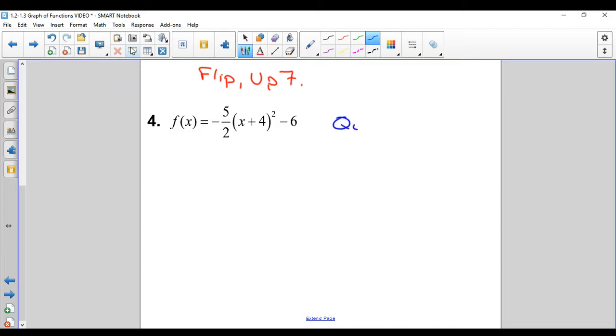Last one, we have a quadratic. We have a flip again, threw a lot of flips in there. This is a stretch. I know it's a fraction. That fraction's value is bigger than 1, so it's a stretch. We're moving left 4 and down 6. So we have that.